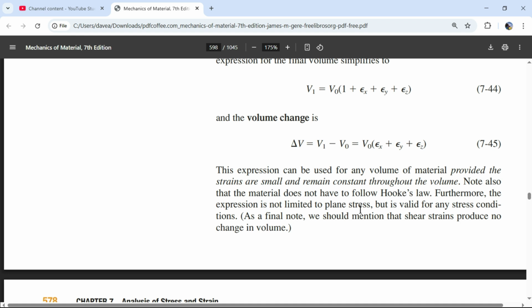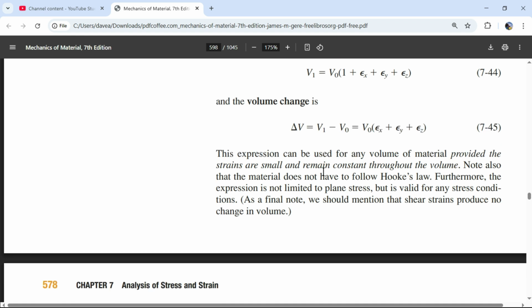Anyway, you can reread that if you want to, because it's just fascinating. This first one, the material provided. Note also the material doesn't have to follow Hooke's law. So if it goes plastic in the X but not in the Y and Z, wouldn't you have a discontinuity? Maybe not. And then furthermore, the expression is not limited to plane stress. And then the shear does not produce any change in volume. So cool. Shear doesn't produce change in volume.